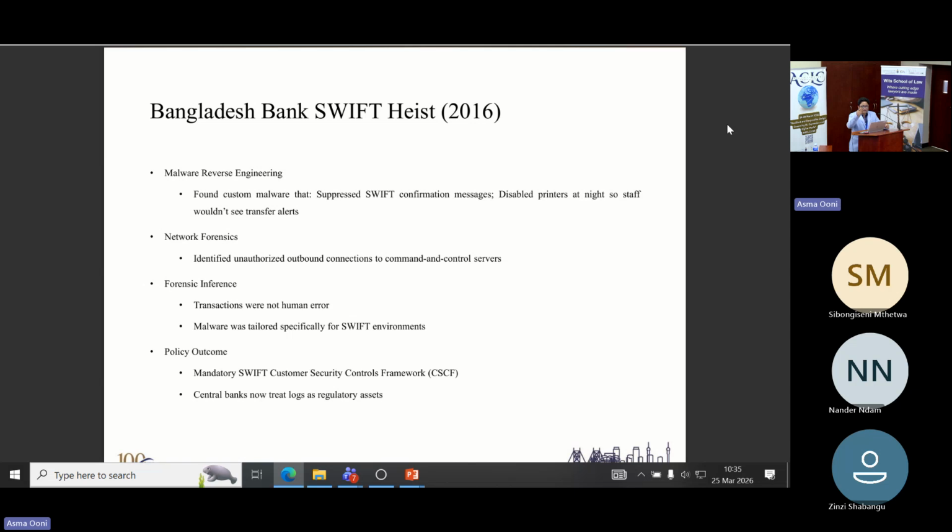By the time that haste happened, there was no law to control such things in SWIFT. But after that, things became very cautious, and they came up with a strict framework by Basel to control this mandatory SWIFT framework. And nowadays, central banks also consider the logs as a regulatory asset, which they didn't before. So this is one very classical case, where the malware was used to attack a particular bank.